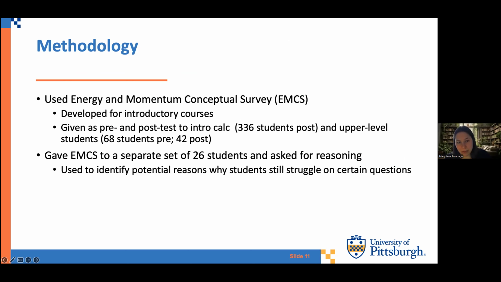So we decided to give this survey to introductory physics students in a calc-based physics class, and then also upper level students in their upper level mechanics class. We also gave it to a separate set of students in order to look at the reasoning. Students would write down the answer they thought was right, and then give their reasoning for it, so that we could see where they are struggling and why. Where are they getting stuck? And are they the same for intro students? Are they the same for upper level students?